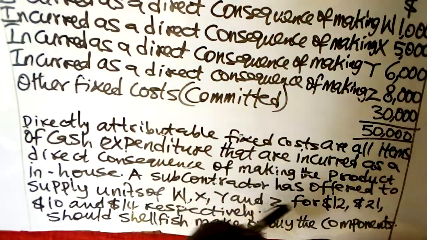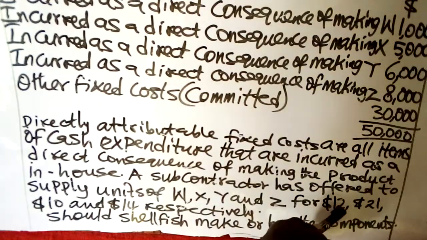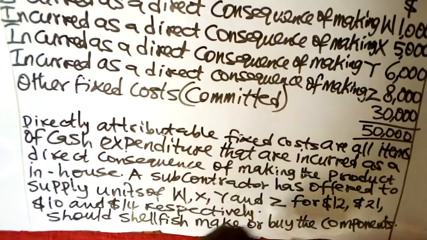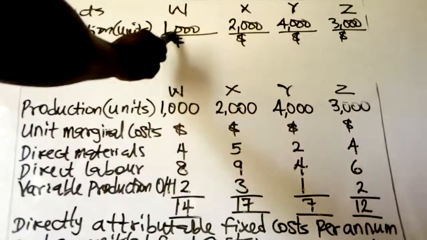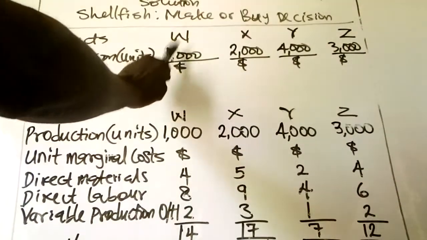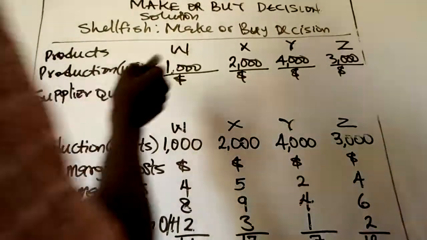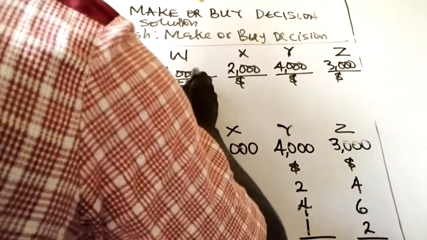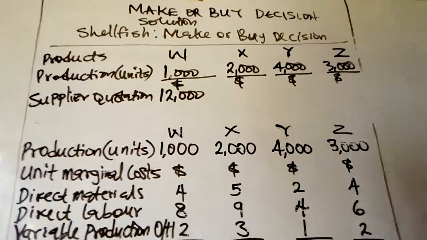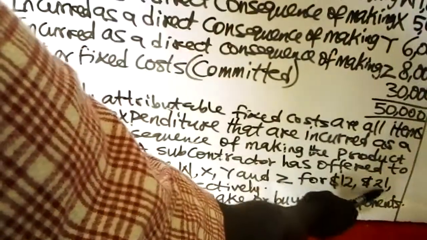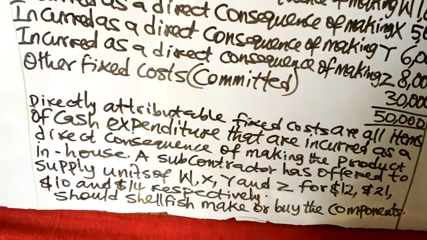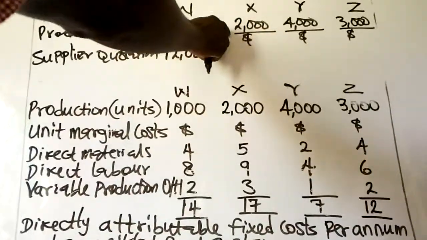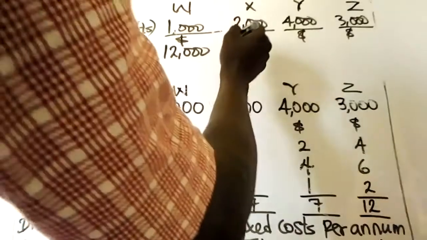If they want to offer a unit of W for $12, then $12 times 1,000 units will give us $12,000. For X, they want to offer it for $21, then 2,000 times 21 will be $42,000.